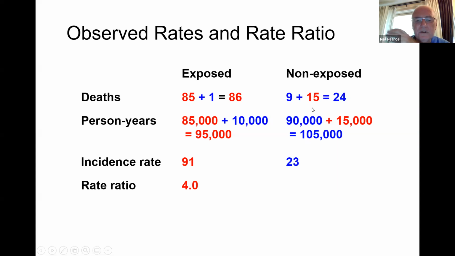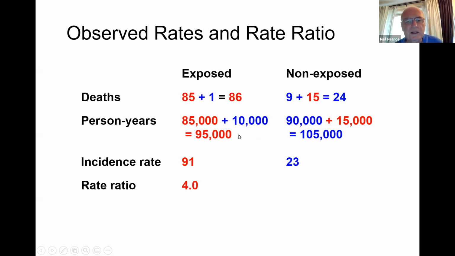And then in the non-exposed group, remember 10% of them we misclassify. So 9 out of 10 deaths we get right, but one of them we mistakenly classify as exposed. 90,000 out of 100,000 person years we correctly classify, but 10,000 we get wrong. And we classify them as exposed, even though they're really not exposed.